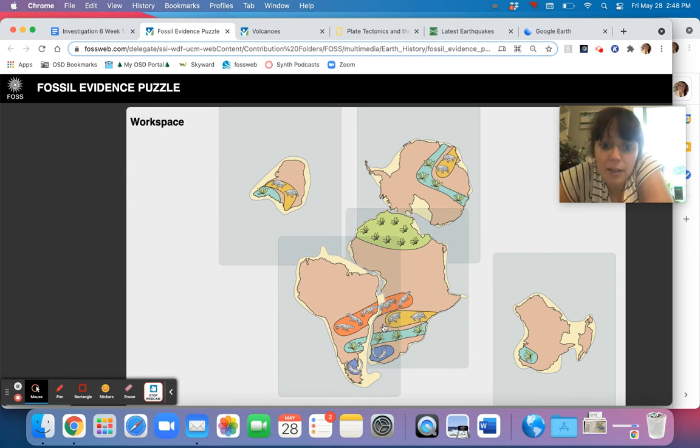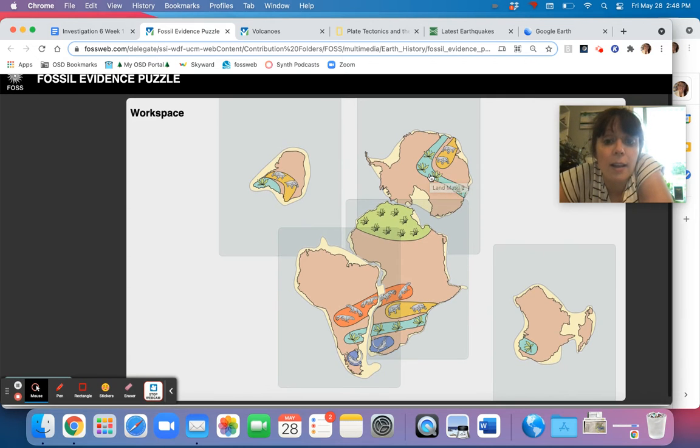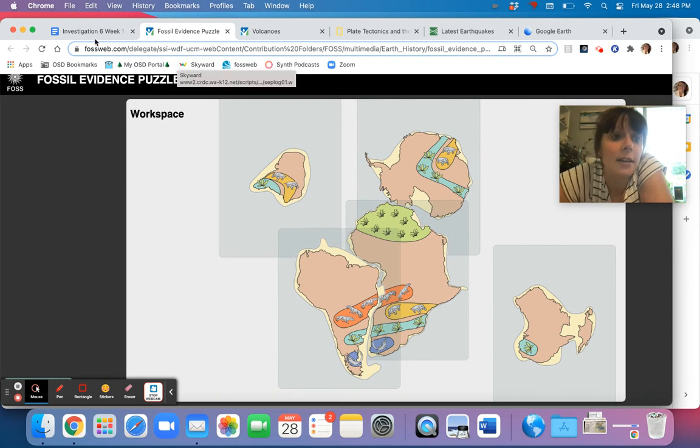And then you're going to have to look at the fossils, right? So some plants, there's the Mesosaurus. See if you can match up some of these yellow and blue fossils. And then you're going to take a screenshot of your Pangaea and insert it into your doc.